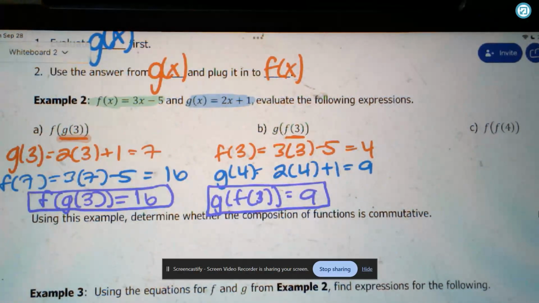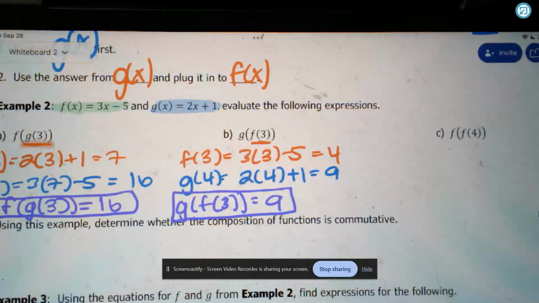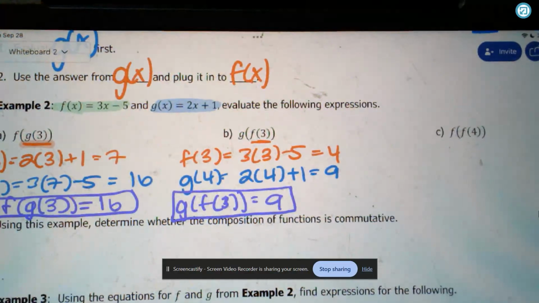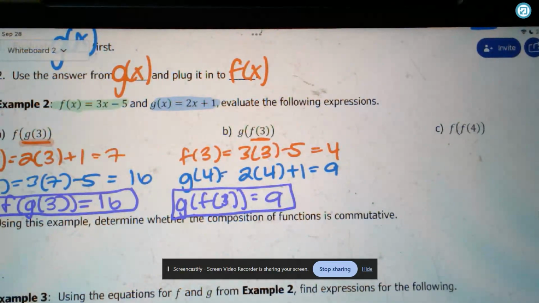All right, so I'm going to pause for a second, let you try letter C. Still using the same two functions. You're choosing the same function twice. So you'll plug it in for f of 4, and then once you get that number, you plug it right back into f. Okay, good. Don't be sitting there waiting on me to do it.